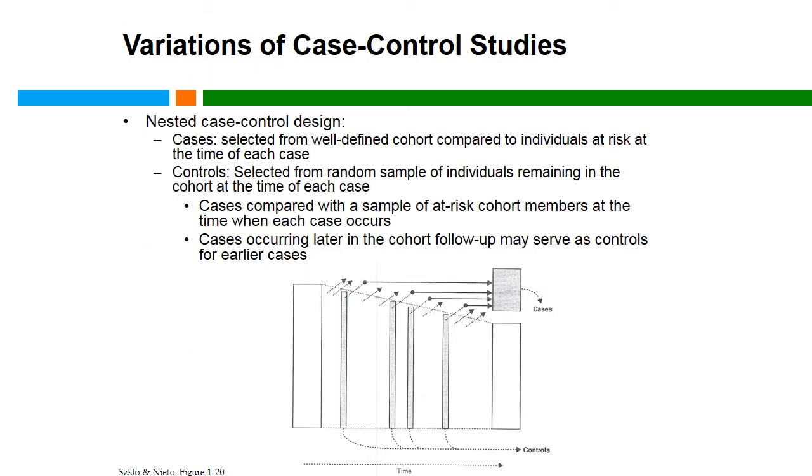There are a few variations of case control designs that are important to keep in mind. So the first one is a nested case control design where the cases and the controls are selected from a well-defined cohort. And the controls here in this design are selected from a random sample of individuals in the same cohort at the time of each case. So that's important. Cases are compared with a sample of at-risk cohort members at the time when the case occurred. So this design allows for cases that occur later in the longitudinal follow-up of the cohort to actually serve as controls for cases that may have occurred earlier in the cohort's observation period.